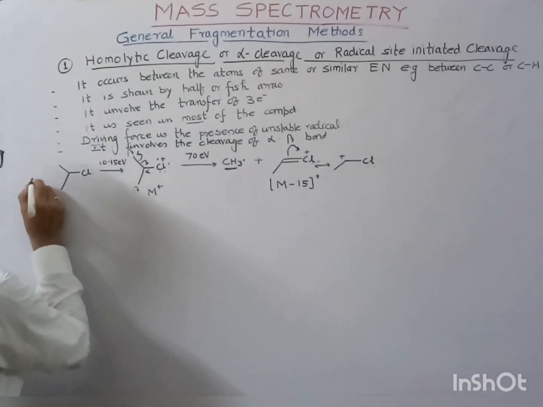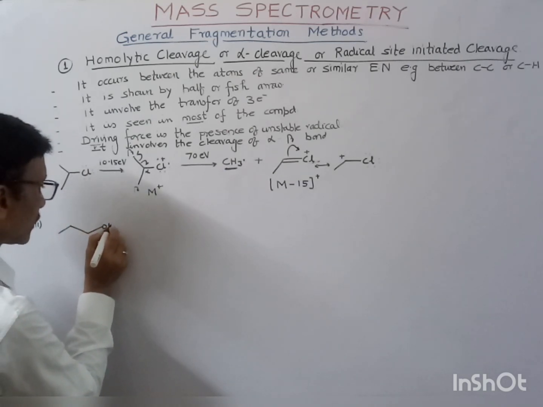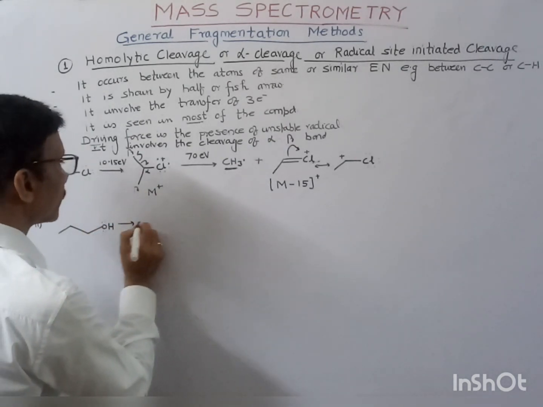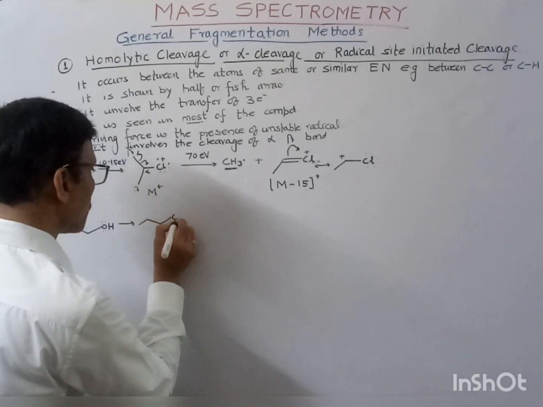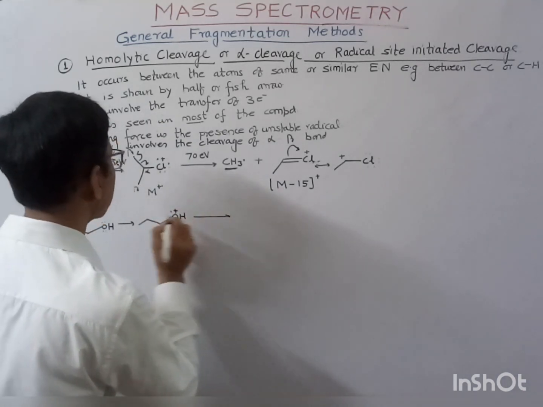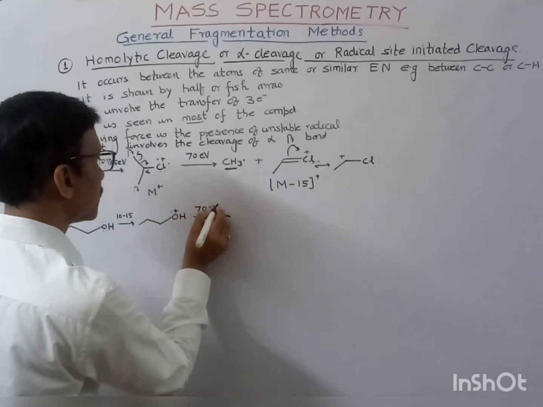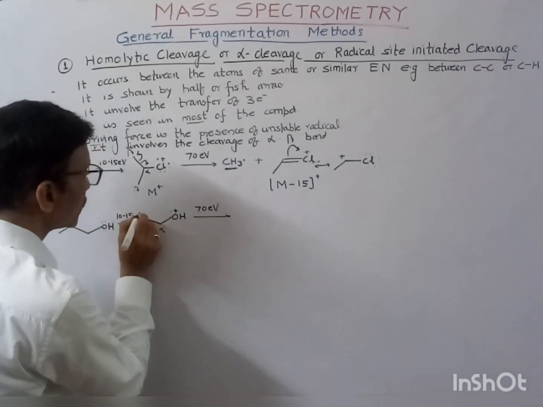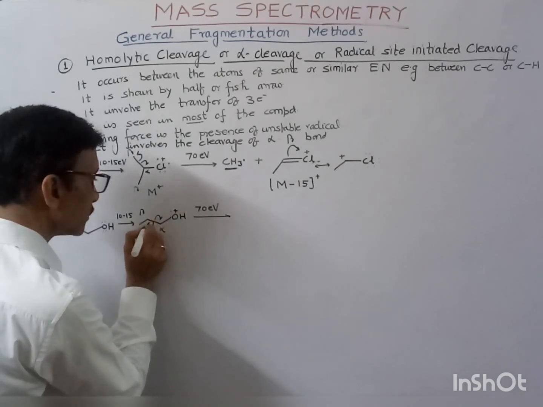Now in the same way, suppose I take another example: an alcohol. First of all, this alcohol is converted into a molecular ion, and at 70 electron volt it will undergo alpha-beta bond cleavage. So this is the alpha bond, this is our beta bond. This one and this one will undergo cleavage.